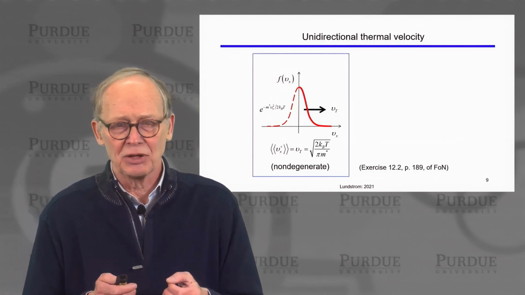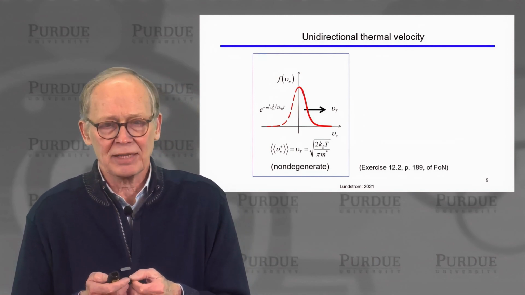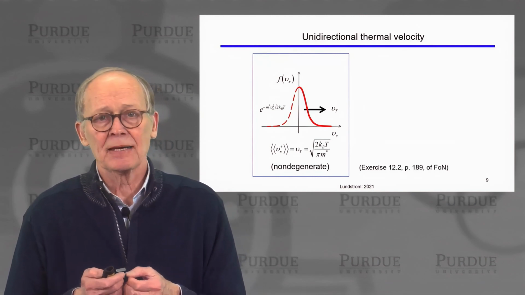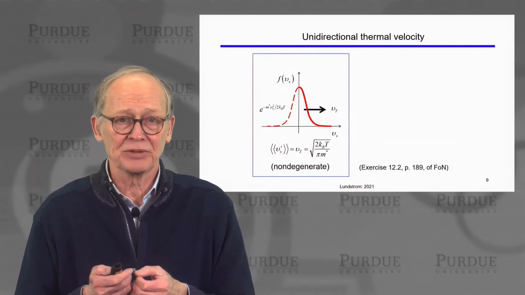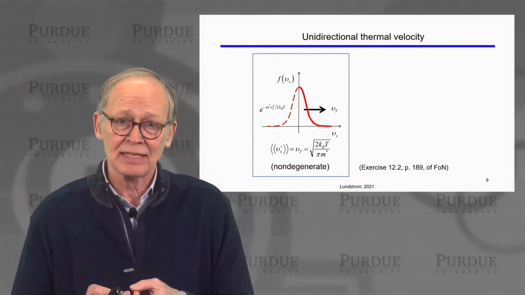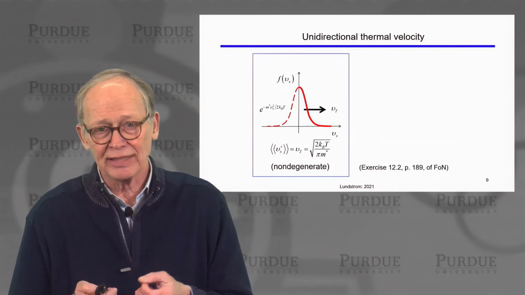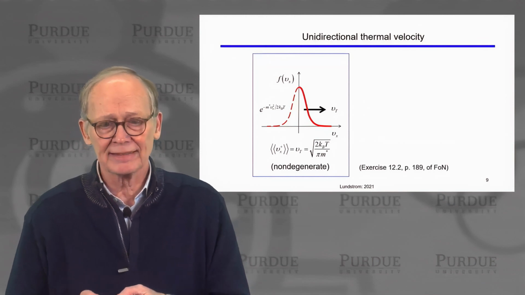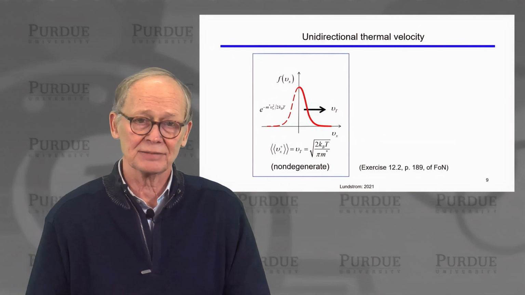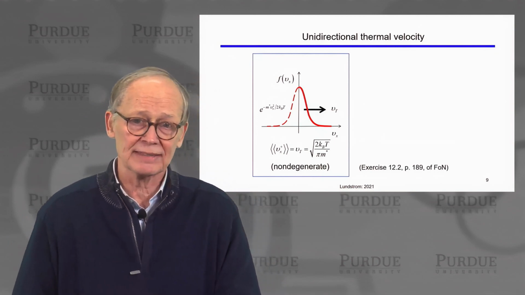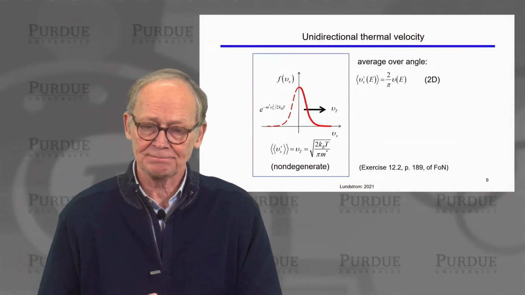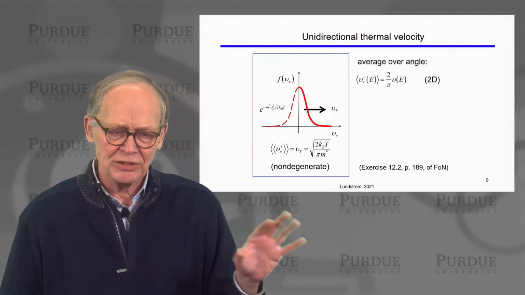This random thermal motion comes about because the electrons are being bounced around at random by their interactions with the lattice vibrations. That's where the temperature comes in. The higher the temperature, the more the lattice is vibrating and the faster the velocity is. The lighter the electrons are, the faster they go, because 1/2 mv squared is equal to the energy that the electrons have.